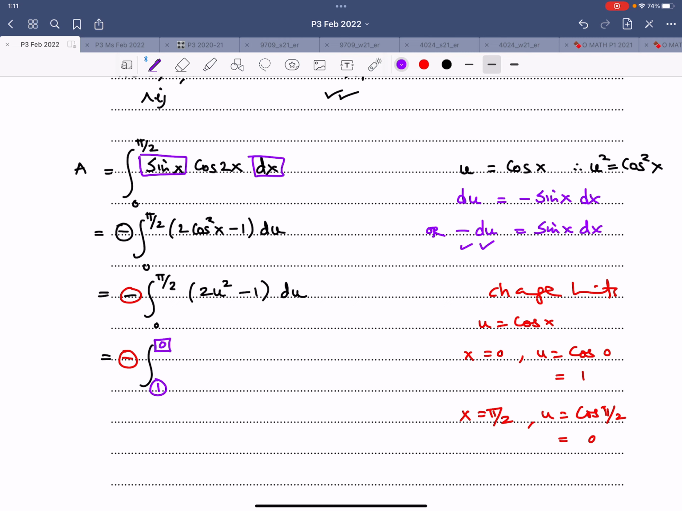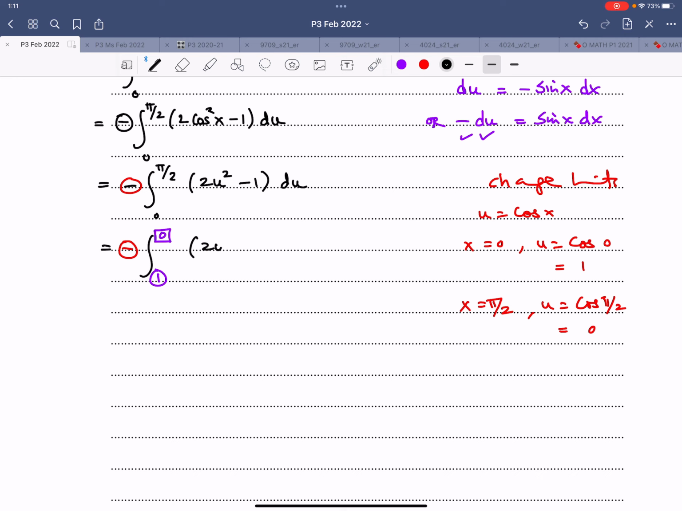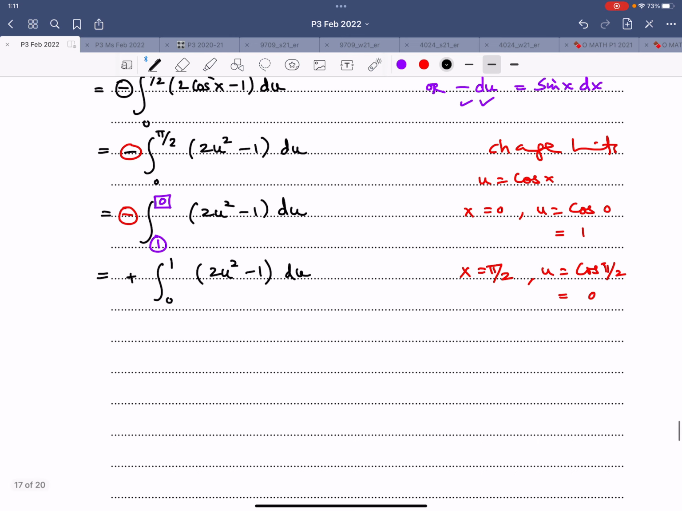So now it's time for the flipping. So this is 2u square minus 1 du, and this becomes a plus sign. 1 goes up, 0 goes down. This is 2u square minus 1. Yes, that is what P3 is all about. You can't cry and whine at this moment, because this is what P3 is all about. You have to work your way all the way to the top. So this is 2u cube over 3 minus u between the limits 0 and 1. When you plug in 1, this is 2/3 minus 1, and this is 0 minus 0.